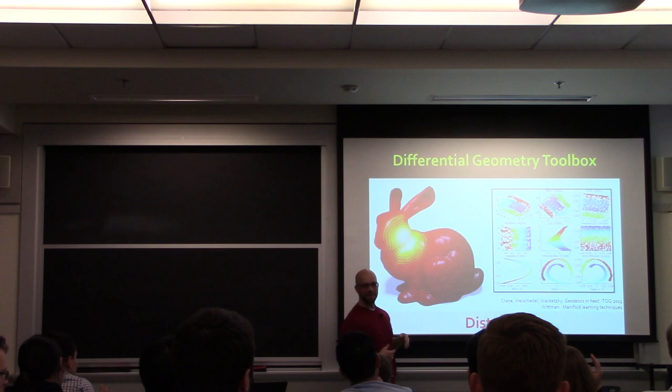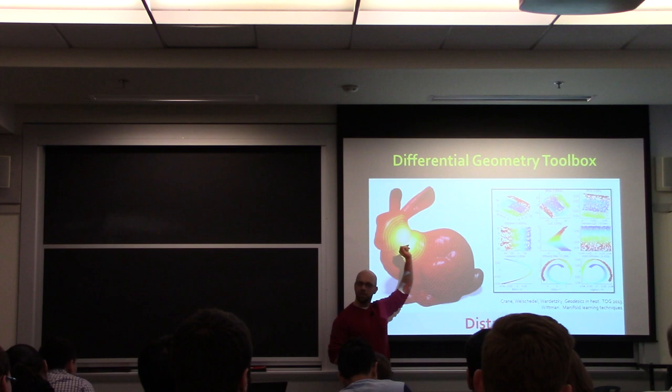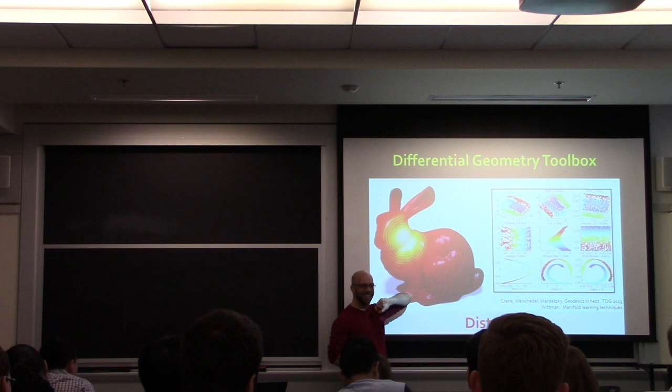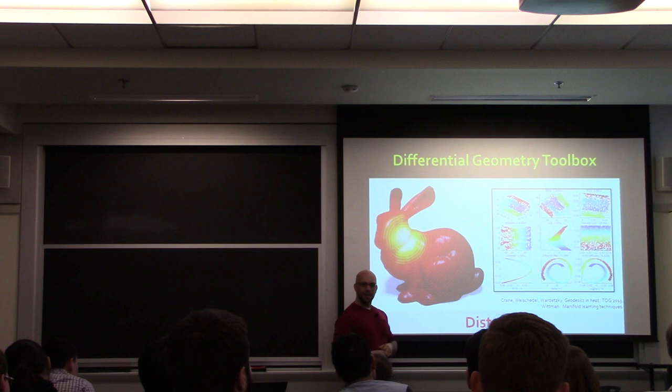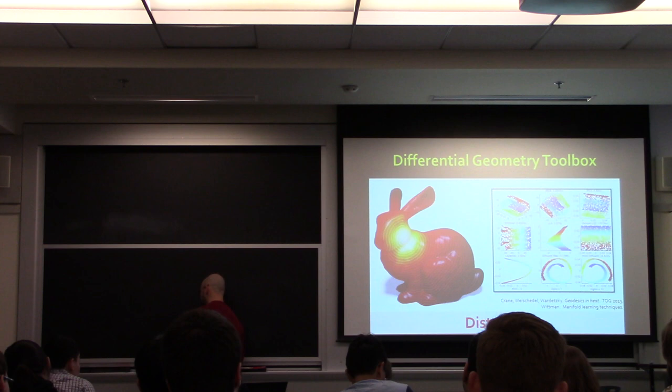So there's an interesting question. Let's say I give you this bunny here. This bunny is composed of a few thousand triangles. And I ask for the shortest path from one point to another along the bunny, but constrained to move along the surface. Now this is called a geodesic. So if you know Dijkstra's algorithm, you can say, okay, well, the bunny is a graph of sorts, right? It's a bunch of vertices connected by edges.